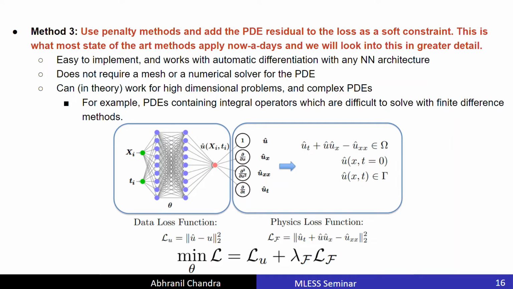The reasons to use this method is that it is very easy to implement and works with automatic differentiation on any neural network architecture. It does not require a mesh or a numerical solver for the PDE, and in theory, it can approximate high dimensional problems and complex PDEs. For example, PDEs containing integral operators which are difficult to solve with finite difference methods can also be solved using this.